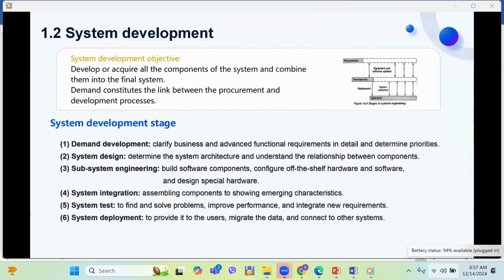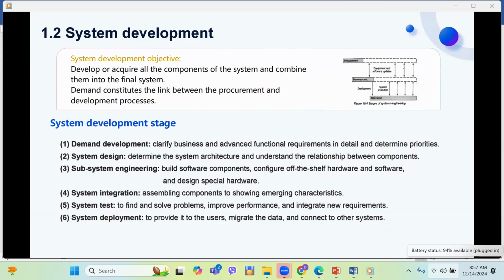System development. The objective is to develop or acquire all the components of the system and combine them into the final system. Demand constitutes the link between the procurement and development processes. There are some system development stages. Stage 1, demand development: clarify business and functional requirements in detail and determine priorities.